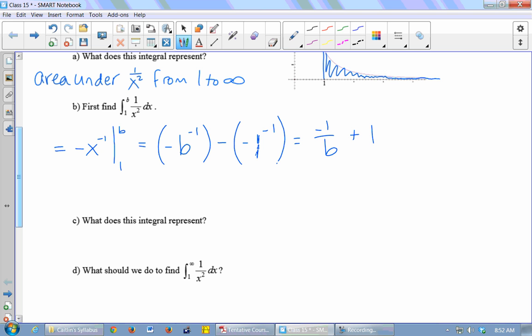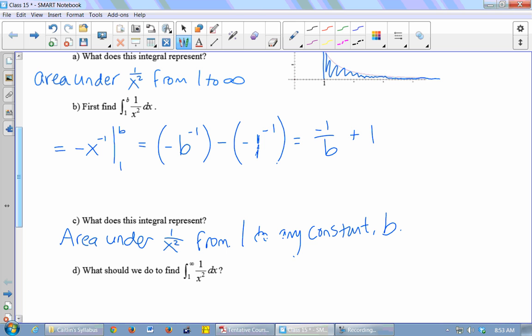The area under the curve from 1 to any constant b, right? So the area under the curve from 1 to 10 would be 1 minus a tenth, right? From 1 to 100 would be 1 minus a hundredth. So this is the area under the curve from 1 to any constant b. Okay, so what should I do if I want to find the integral from 1 to infinity?